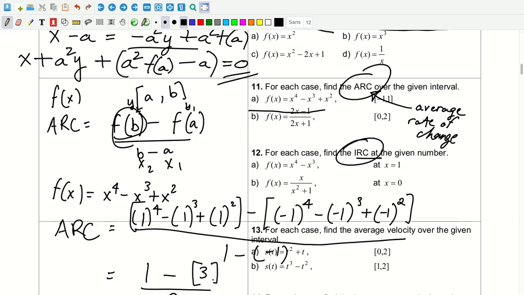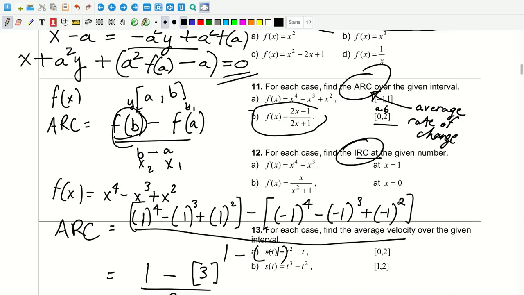I do the same thing for this function, let me erase this a little bit. I do the same thing for this function over an interval 0, 2, and a in this case is 0, b in this case is 2, and then I do that. So there's nothing new here, nothing to be afraid of.